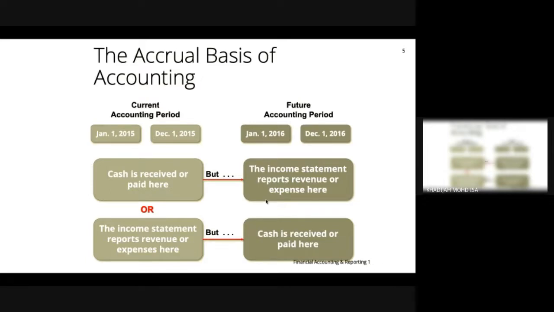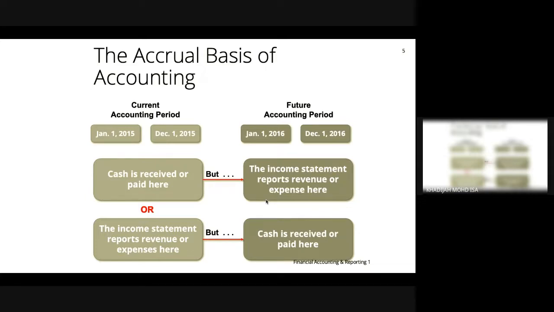So that's why we have to do some adjustment, because we only want to take the revenue and expenses for the current period. If it's for a future period, then we have to do an adjustment, because our concern is only the income and expenses for the current period. For example, the current period is from 1st January 2015 until, not December 1st, it should be 31st of December 2015. So the period is for 1 year, and only revenue or expenses during that period should be recorded.